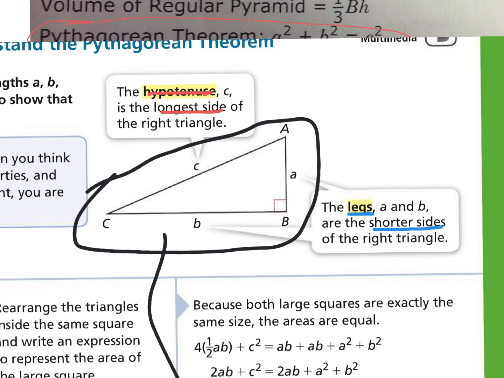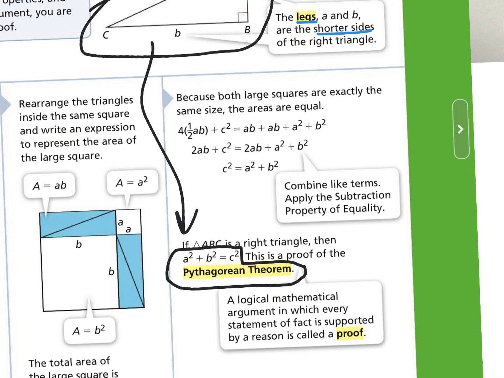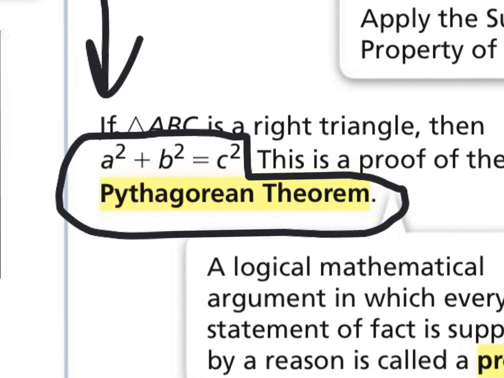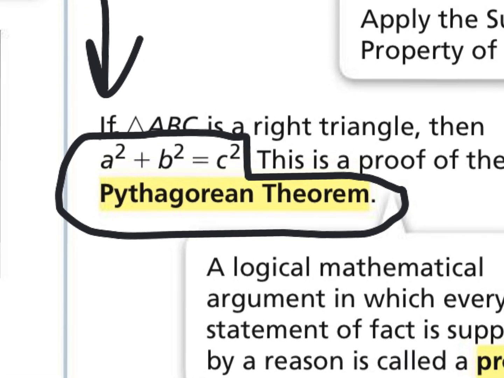We're not going to go through the whole process here. You can look at it if you'd like, but anyway, they worked this out and they figured out that on a right triangle, if A and B are the legs of the triangle and C is the hypotenuse, then A squared plus B squared equals C squared. The reason that's helpful for us is that if you have a right triangle and you know two of the sides, you can figure out the third side.